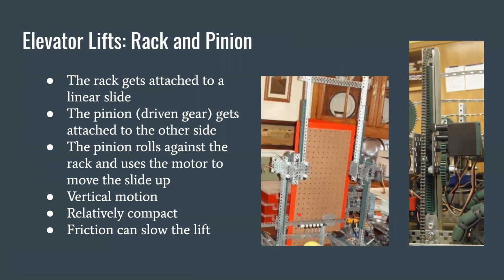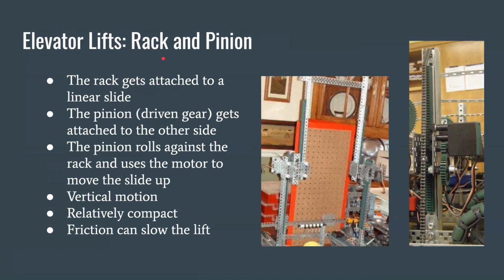So elevator lifts are another type of lift, but they use linear motion, and they use linear slides that extend vertically, and they're pretty compact and they don't take up much space on the robot. But the main limiting factor for elevator lifts is the friction that can slow it down.